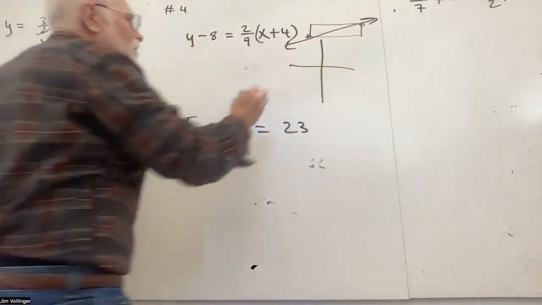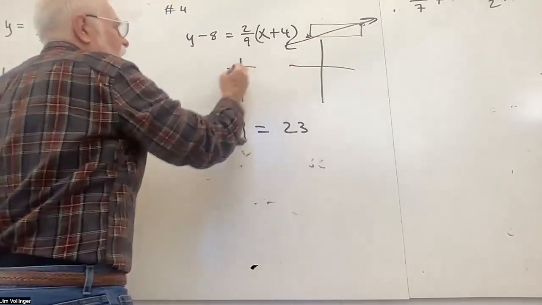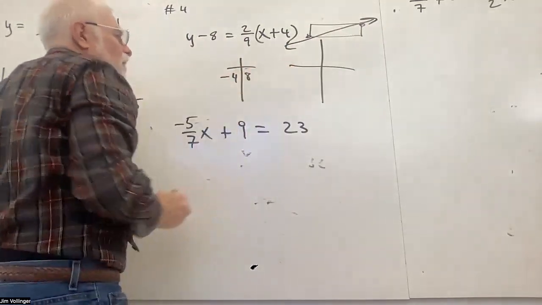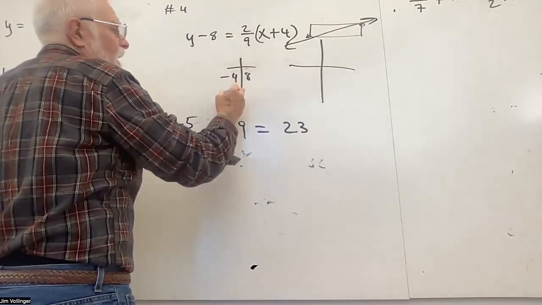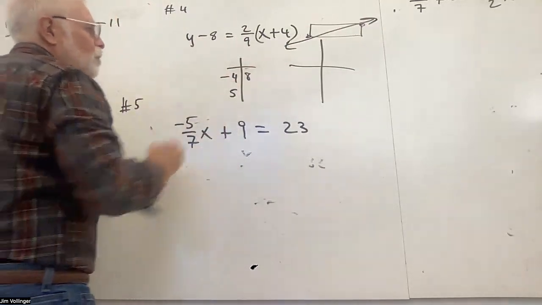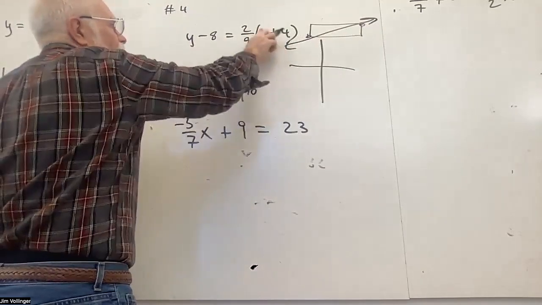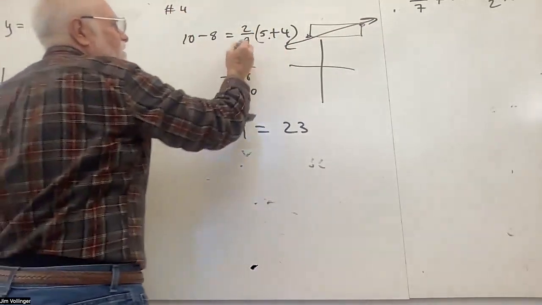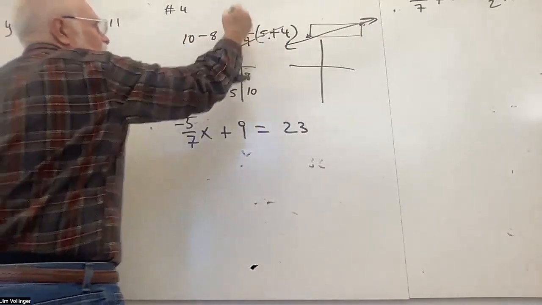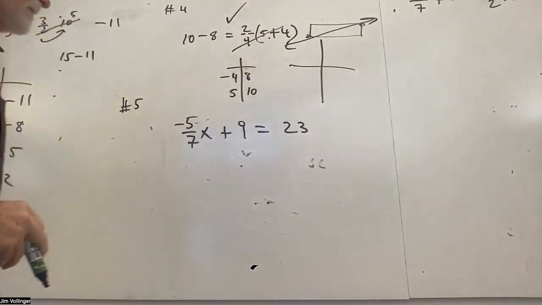Okay. And if you want to label, you can. And, you know, on the side here, you can say, I can see how a -4, 8 works. And I hope you can see over 9 makes that 5. And up 2 makes that 10. Let's see if 5, 10 really works. Geez, those 9s cancel, don't they? 2, 10 minus 8's 2. Oh, it does work. Nice to see that.